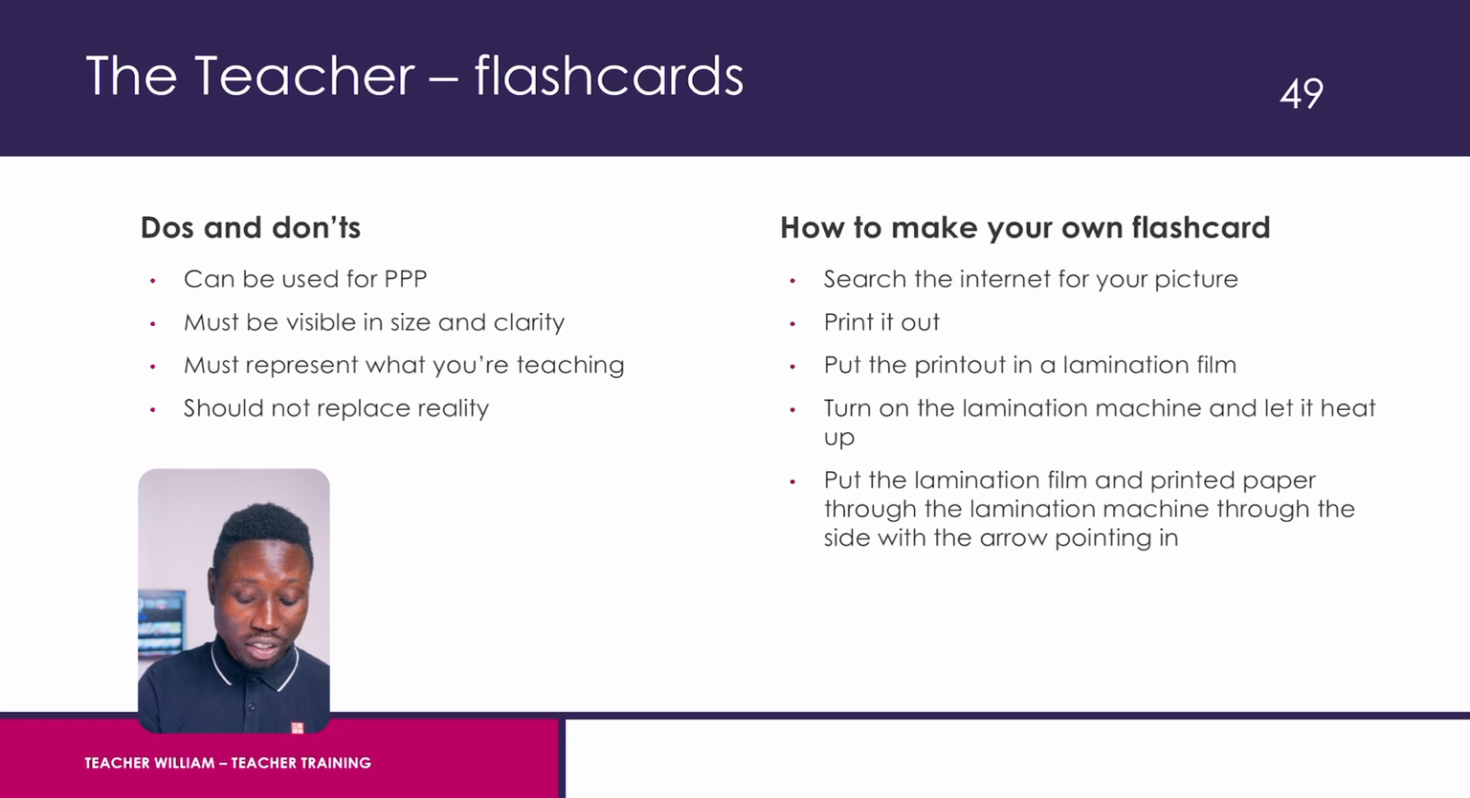For instance, flashcards must be visible in size and clarity. Don't use faded flashcards. If they're old, just make new ones. If your flashcards are too small, make bigger ones, especially for larger size classes where there's 18 to 25 to 30 kids. Make sure you have bigger flashcards that all the students can see clearly.